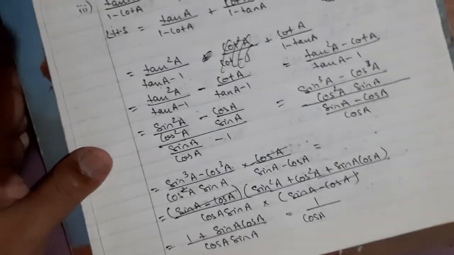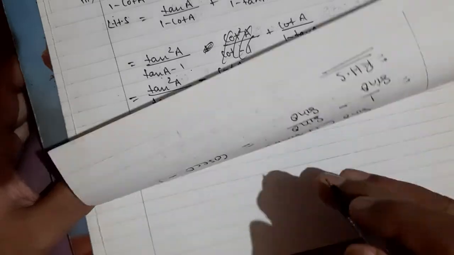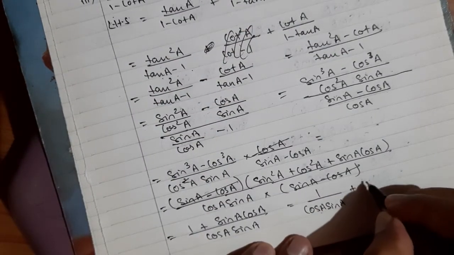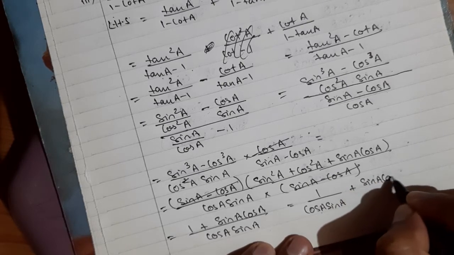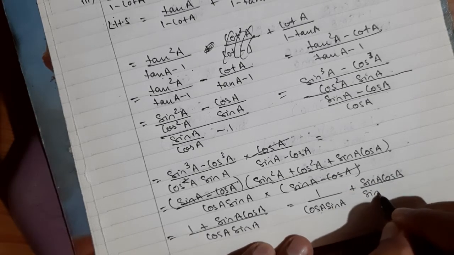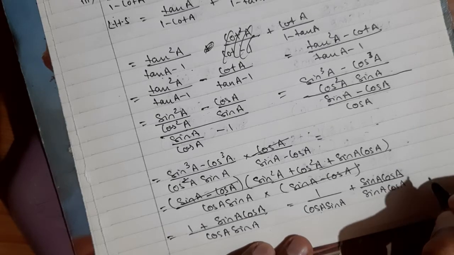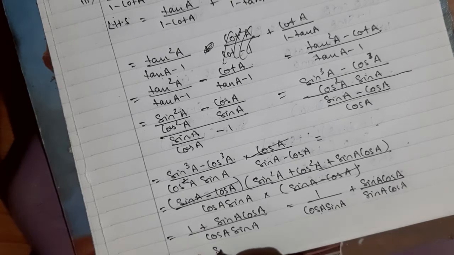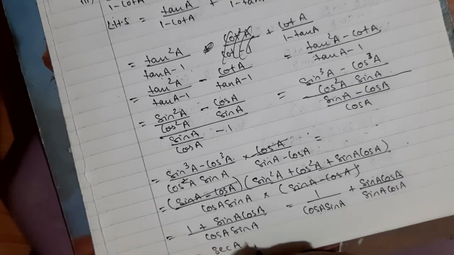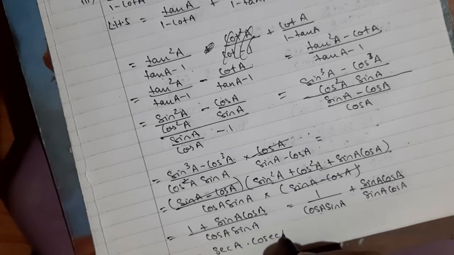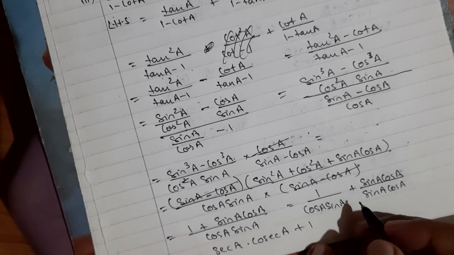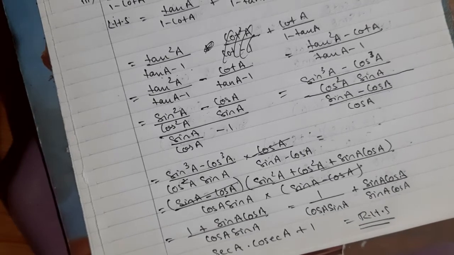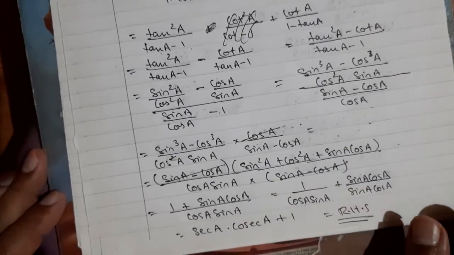which is equal to 1 upon cos A sin A plus sin A cos A upon sin A cos A, which is equal to 1 upon cos A, which will be sec, 1 upon sin will be cosec, plus 1, which is your RHS. Hence proved.